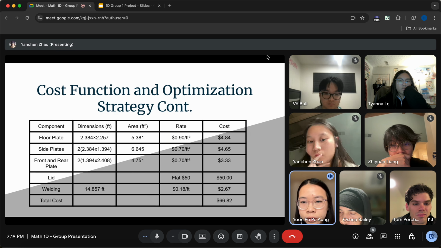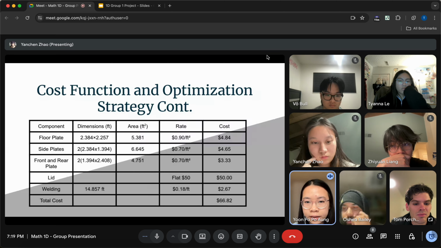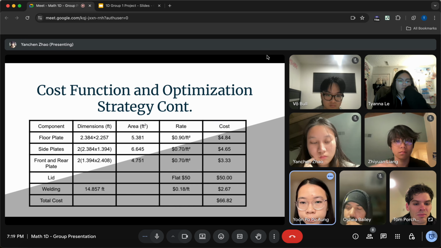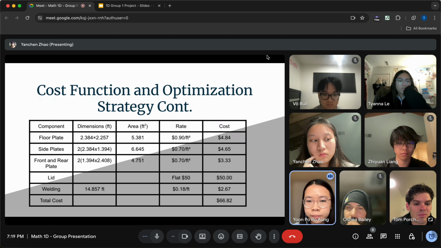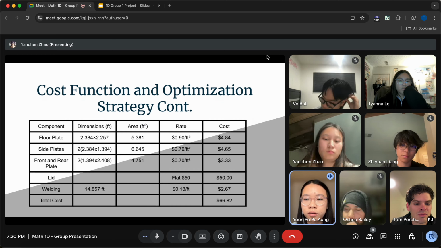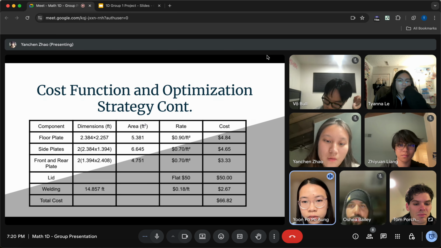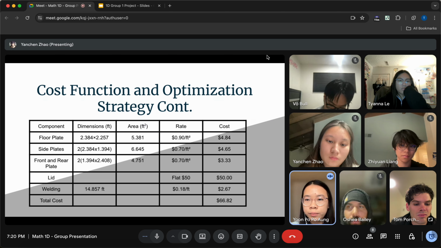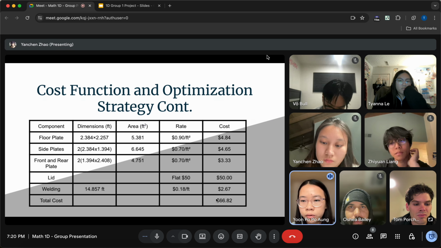In this table, we're setting up all of the dimensions that we found earlier, and then we find each of the costs for the plates: the floor, the side, and the front and rear plates. For the lid, no matter what size it is, the cost is the same. For the welding, since we have optimized dimensions, the welding also costs less compared to the original price, and our total cost is approximately $2 less than the original price.